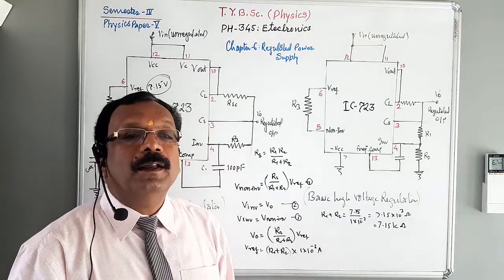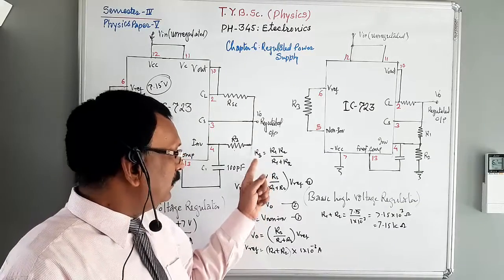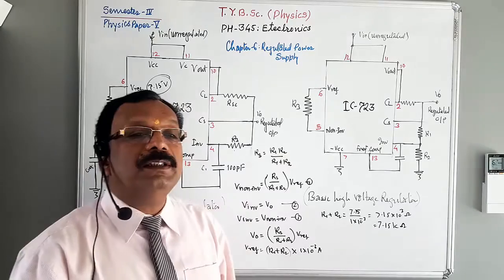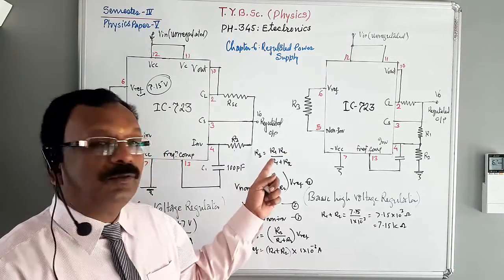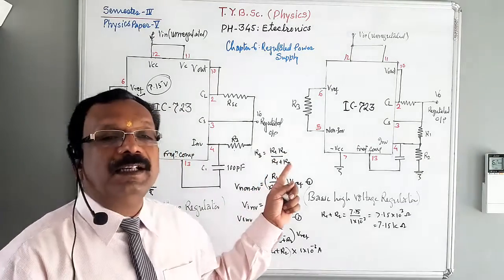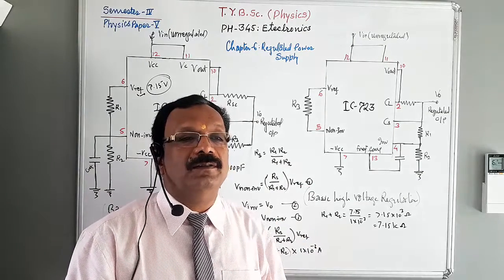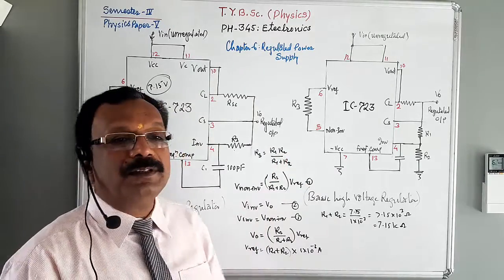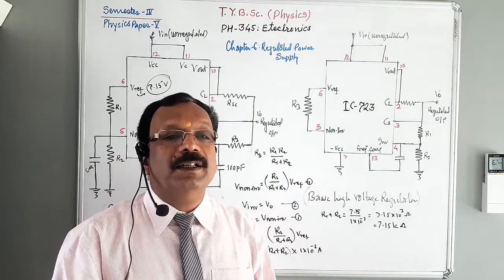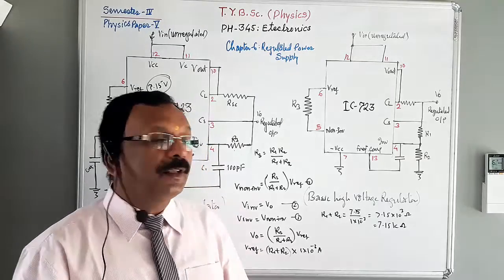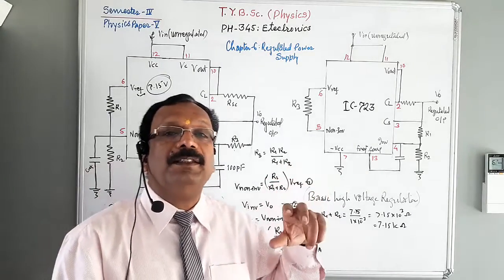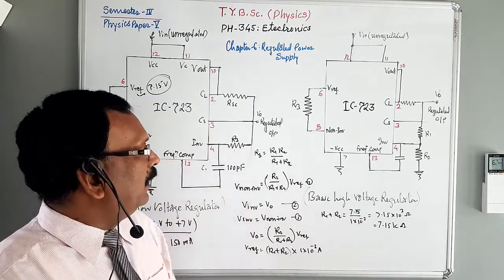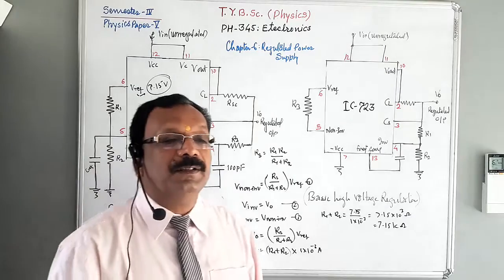Okay. And why this? Why the value of R3 is equal to R1 R2 upon R1 plus R2? When R3 is equal to this, at that time minimum temperature drift occurs. So the resistance R3 must be equal to R1 R2 upon R1 plus R2 for minimum temperature drift. When this happens, temperature stability is maintained.